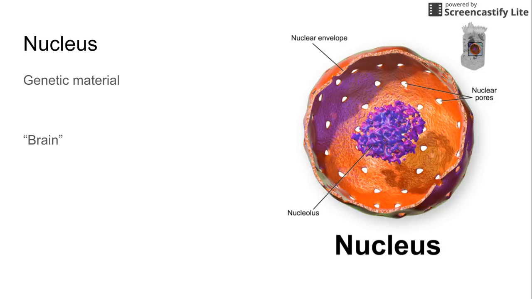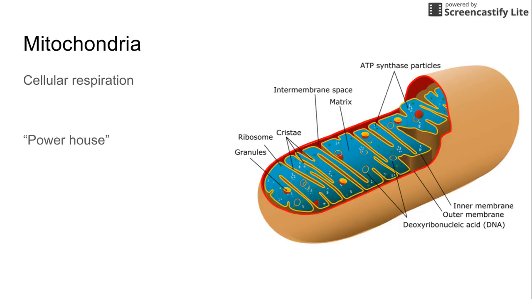The nucleus is where that genetic material is stored, and this is the brain of the cell. This is what it looks like within the nucleus. You have the nucleolus where the actual genetic material is being held. The mitochondria, like we said, is where cellular respiration occurs, and this is the powerhouse of the cell.